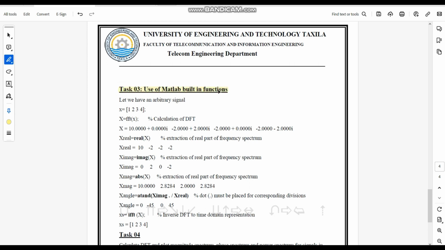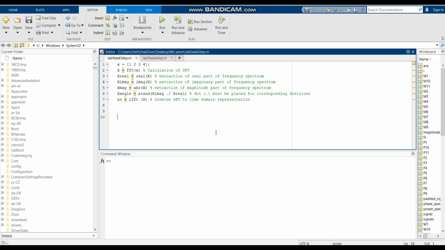Task 3 of the lab is about the use of MATLAB built-in functions for an arbitrary signal. Let us observe the code. Here we can see the MATLAB code demonstrates fundamental operations related to the discrete Fourier transform and its inverse. Firstly, it computes the DFT of a given signal by using FFT, the fast Fourier transform algorithm, storing the result in capital X. It then extracts the real and imaginary parts of the signal, then computing the magnitude and phase angle of each frequency component.